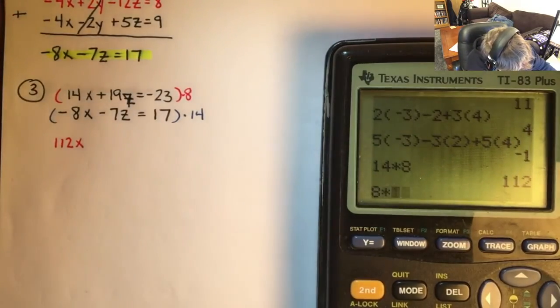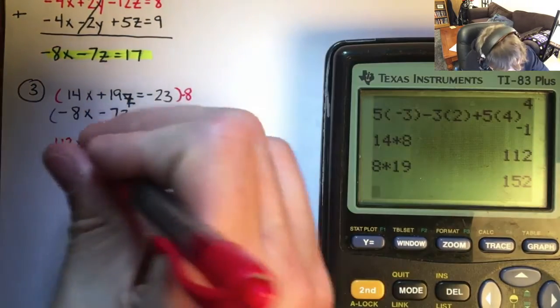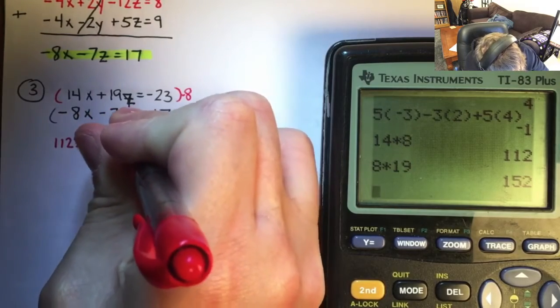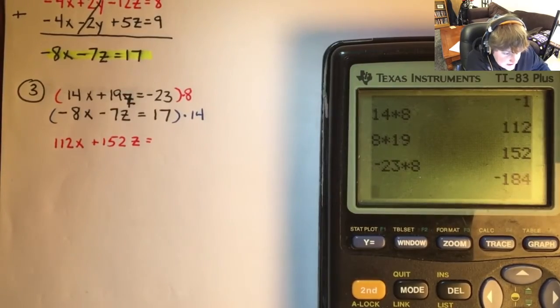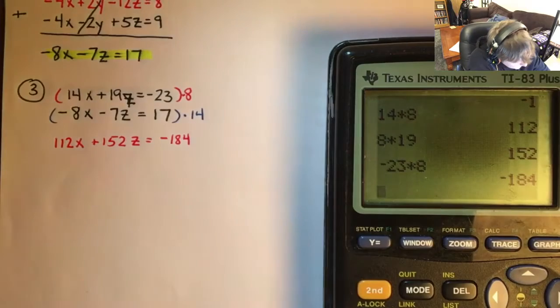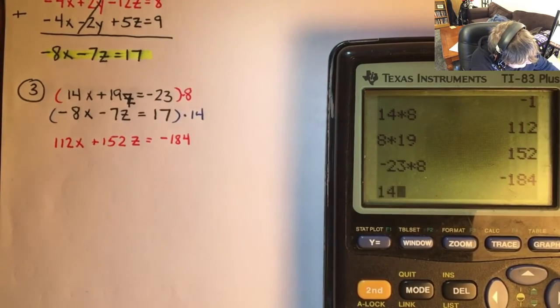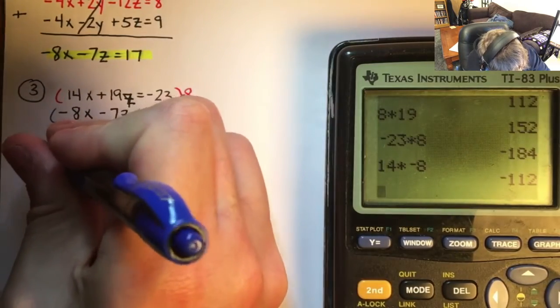8 times 19 is 152z. And then negative 23 times 8 is negative 184. Okay, so then here I'm going to do the same thing. So 14 times negative 8, well, obviously that's going to be negative 112x.